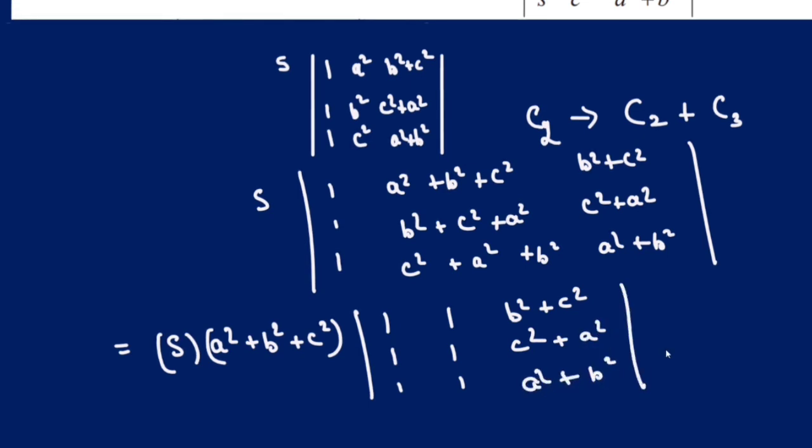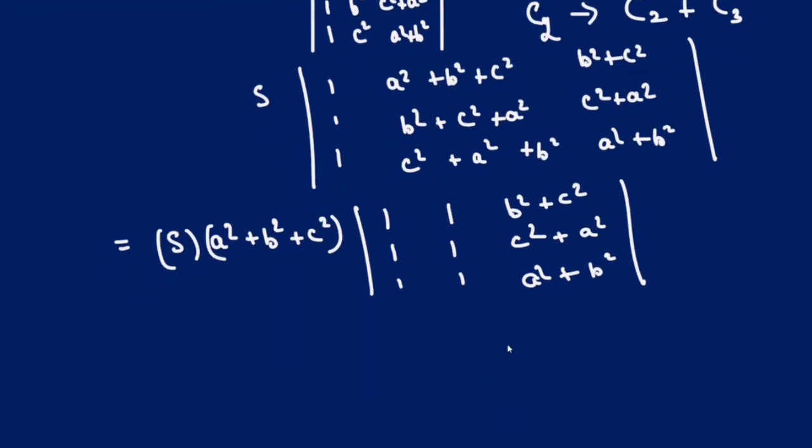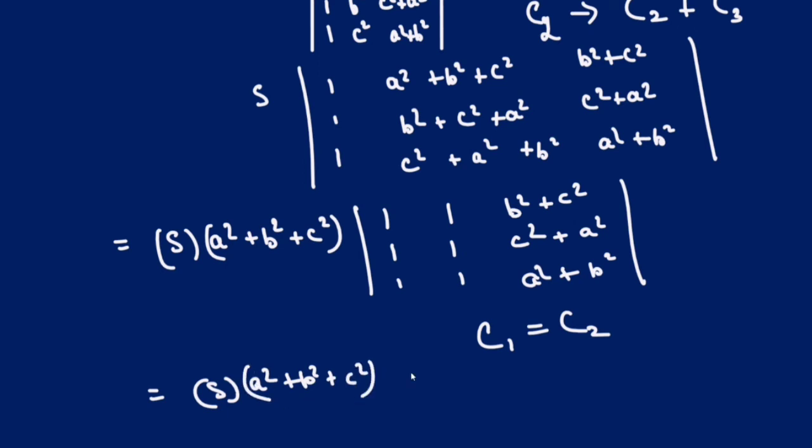Now this is equal to 0 because column 1 and column 2 are equal. We learned the property: if two columns are identical, the determinant value is 0. Two rows are same, so this is 0. So it is 0 times a square plus b square plus c square, and this is 0. So we have proved that the determinant value is 0.